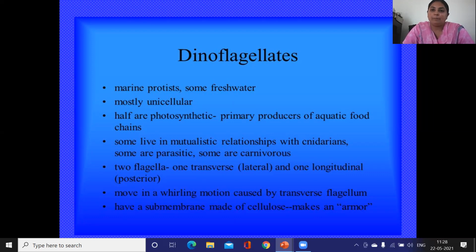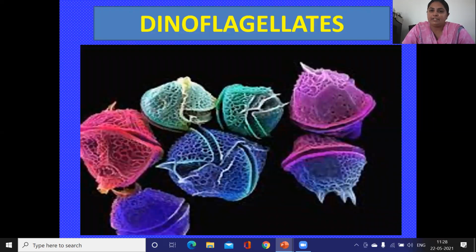I have not shown you the picture yesterday. So see, this is the picture of the dinoflagellates. Their structure is somewhat like this. They develop different colors depending upon the kind of pigments present in them. They have different types of pigments: yellow, green, brown, blue, or red. And because of this, they have different colors in their cell walls, and they appear red, greenish, yellow, blue, etc.